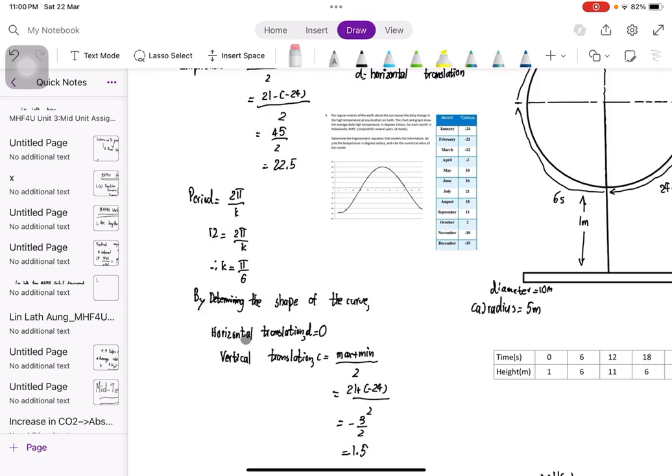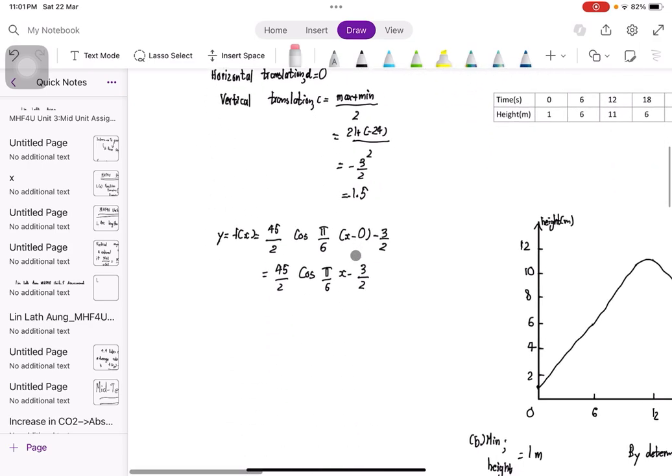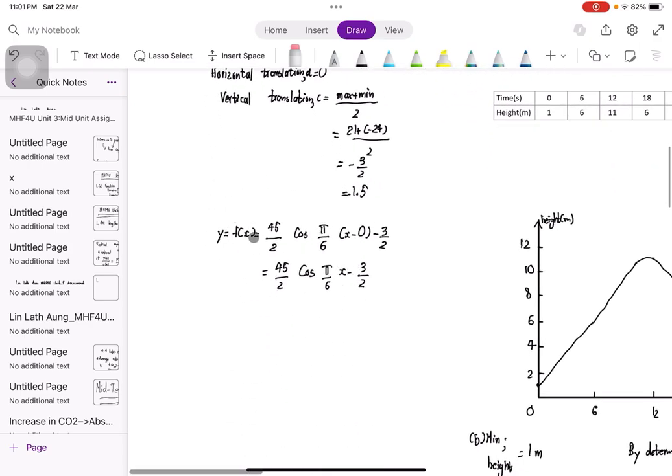Here we can see that the horizontal translation is 0 because, by looking at this graph, there's no shift to the left or to the right. Okay. So by substituting these values, we get the final equation, that is 45 by 2 cos pi by 6 x minus 3 by 2. This is number 1.